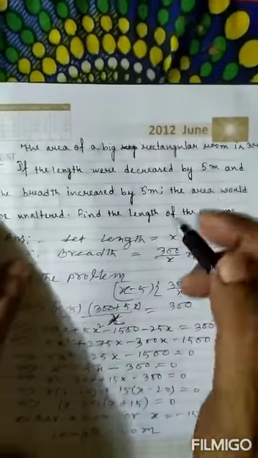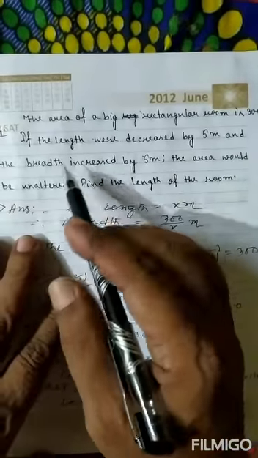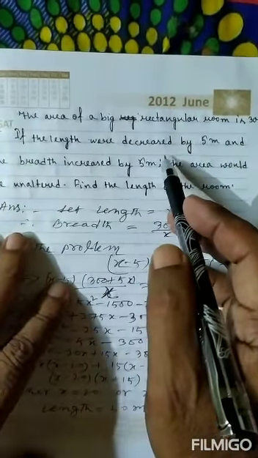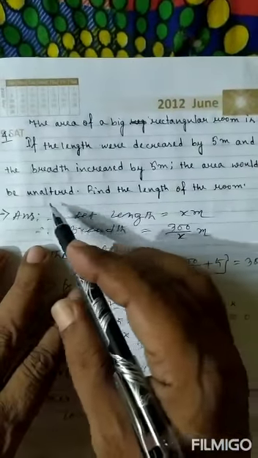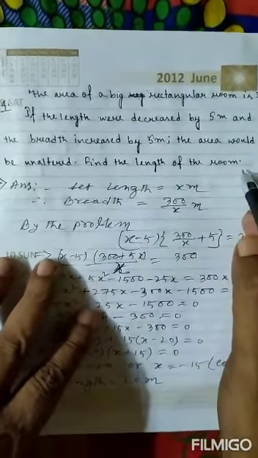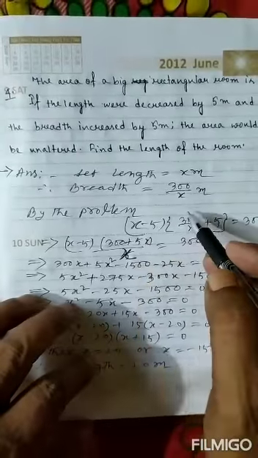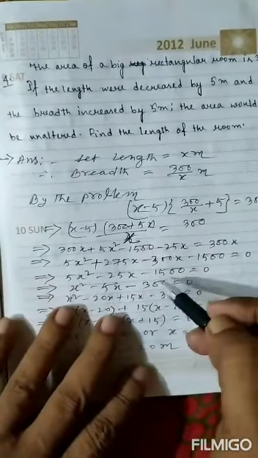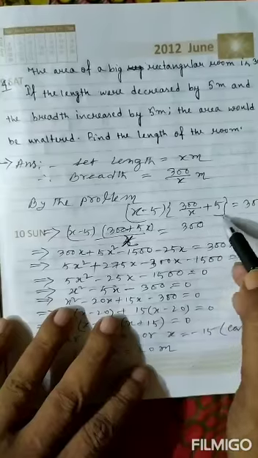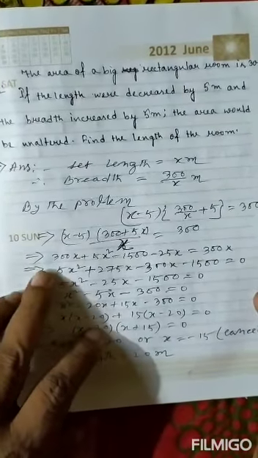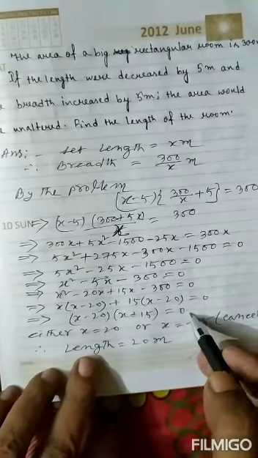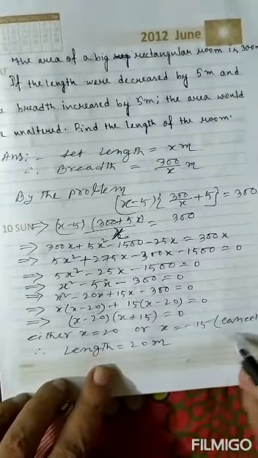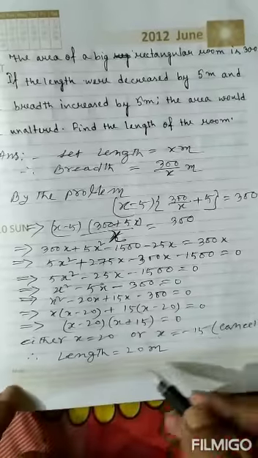Area of a big rectangular room is 300 meter square. If the length were decreased by 5 meter and the breadth increased by 5 meter, the area would be unaltered. Find the length of the room. Let the length be x meter and breadth will be 300 by x meter. By the problem, x minus 5 into 300 by x plus 5 equal to 300. By solving, we get that x minus 20 into x plus 15 equal to 0, where x equal to 20 or x equal to minus 15, that will be cancelled as negative. Therefore, length equal to 20 meter.